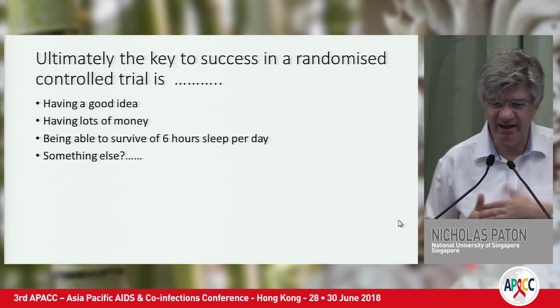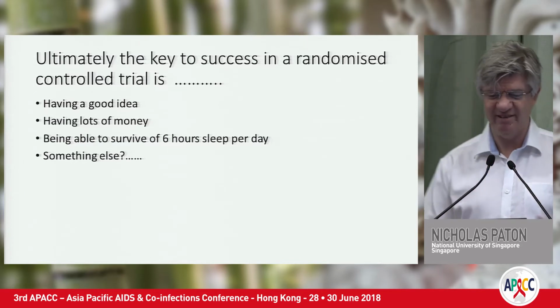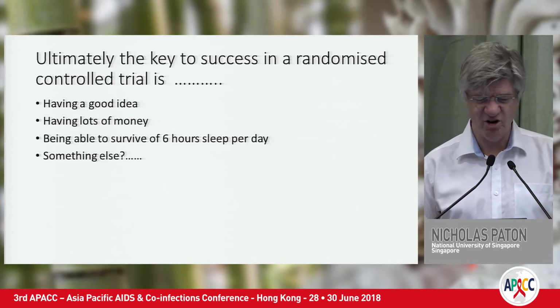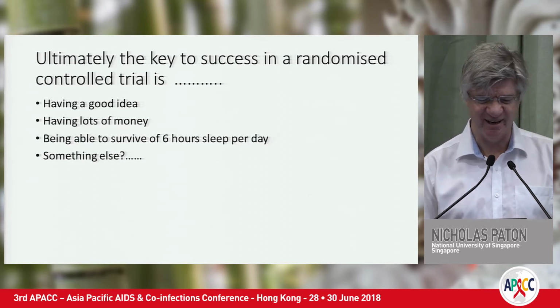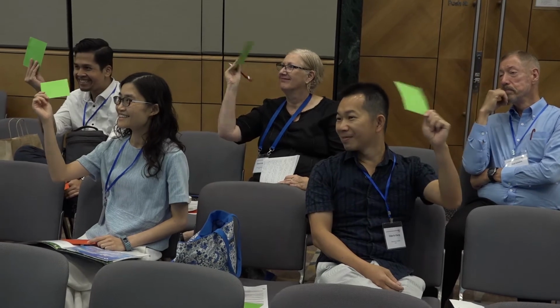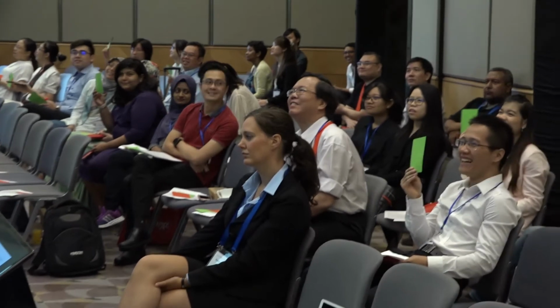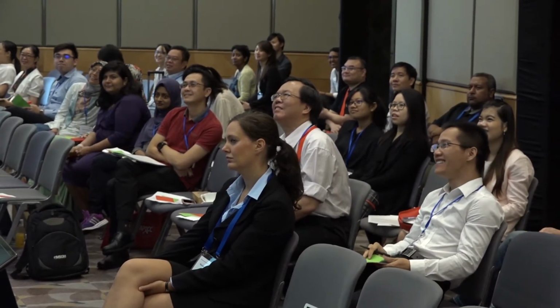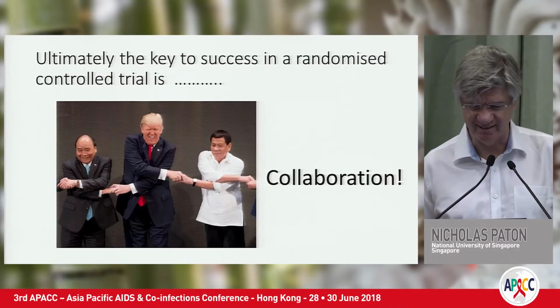Last point. Ultimately, the key to success in a randomized controlled trial is: one, having a good idea; two, having lots of money; three, being able to survive on 6 hours sleep per day; or something else. Okay, first one, having a good idea. I think that's important, yeah. Having lots of money, that's definitely important. Yeah, I see the green cards coming up. Being able to survive on 6 hours sleep per day, that's wrong. You need to survive on 4. Or is it something else? And actually it's something else.